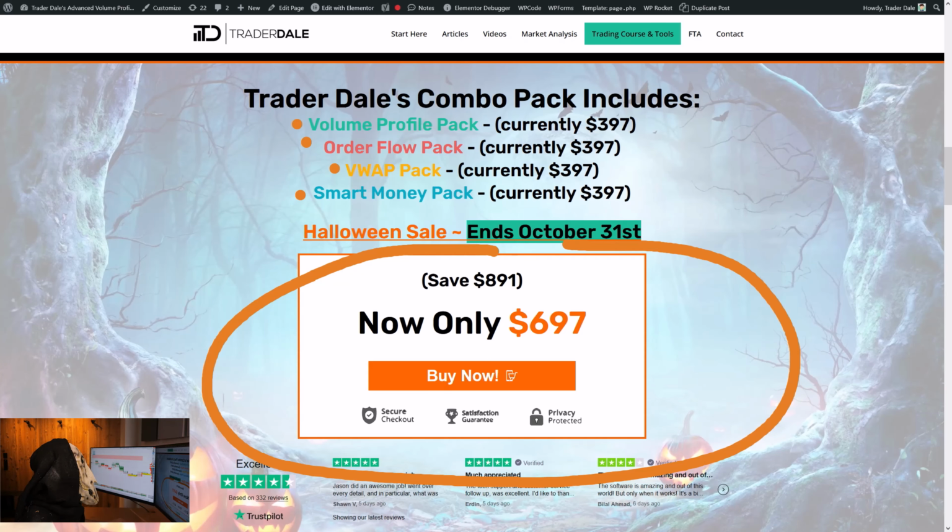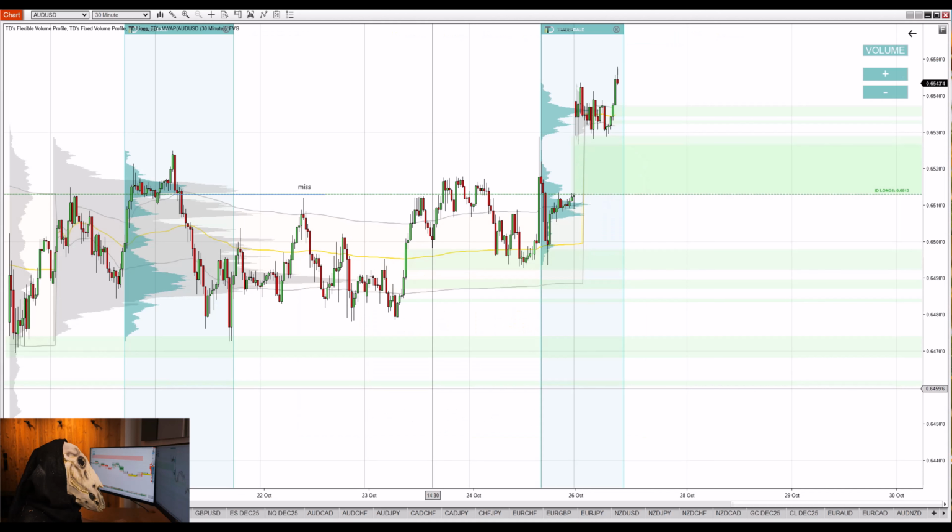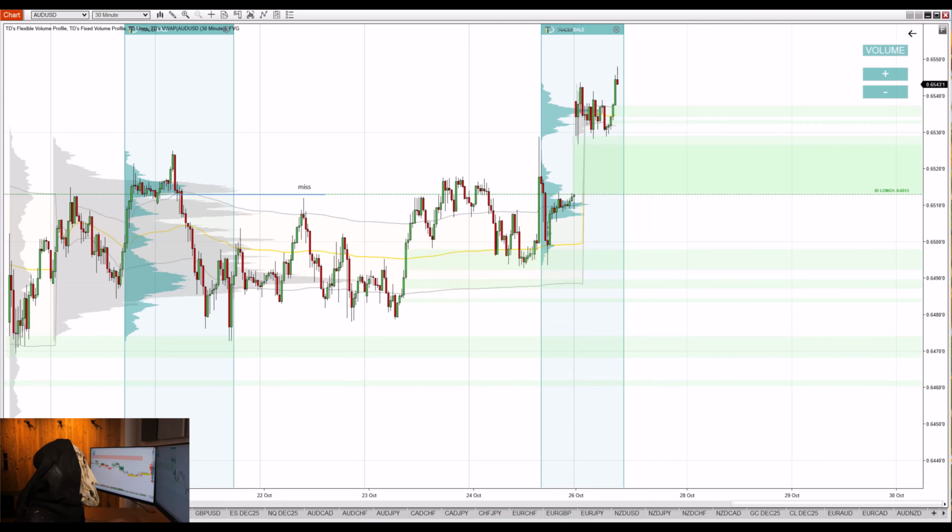Alright, so let's now check out the chart, shall we? Today we are going to look at 3 trading ideas. The first will be on the Australian dollar US dollar. What you see before you is the Australian dollar US dollar 30-minute chart. The platform is NinjaTrader 8 with my custom-made volume profile and VWAP indicators. And the level that I want to talk about is a support which formed right here.